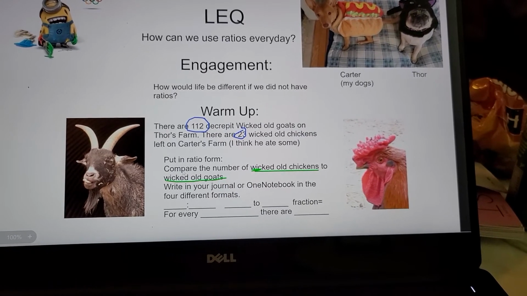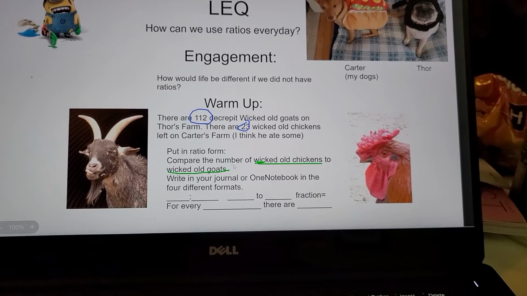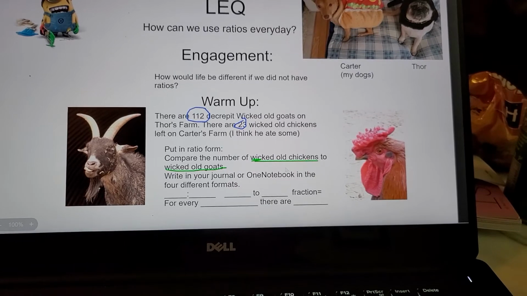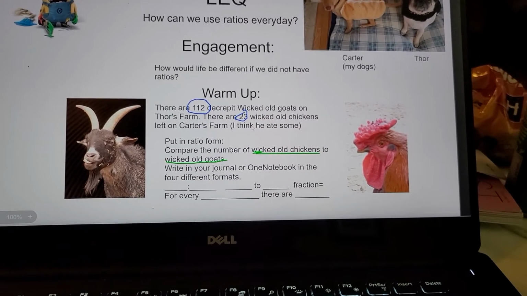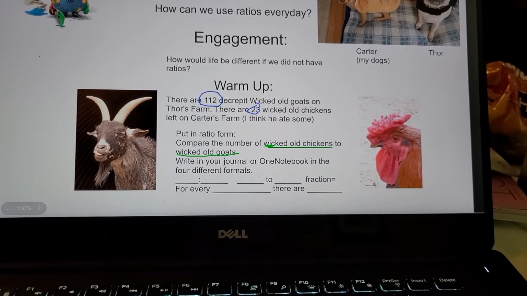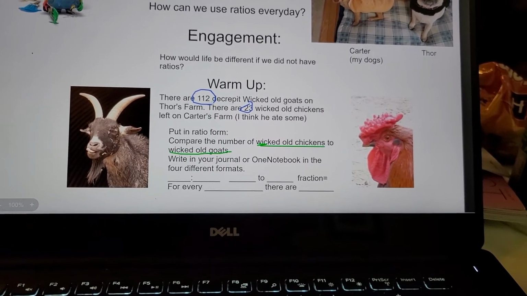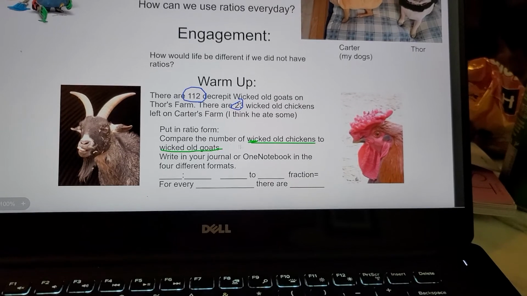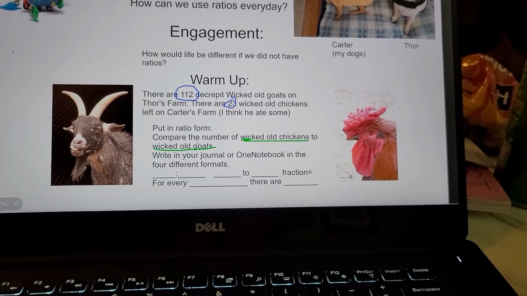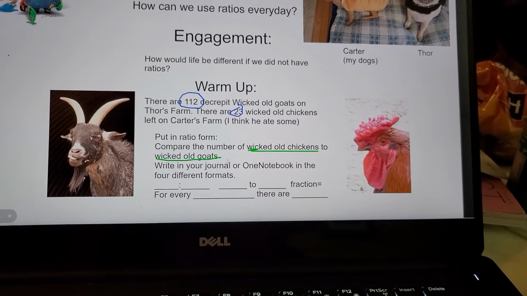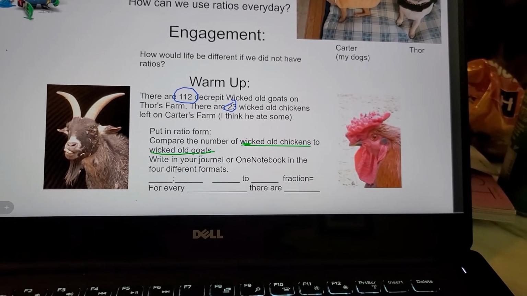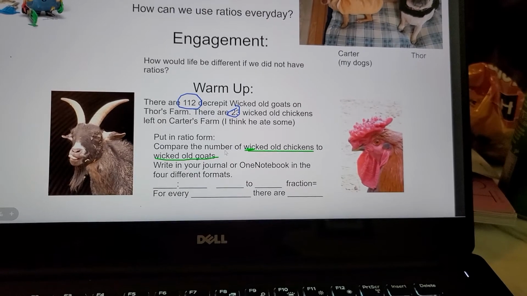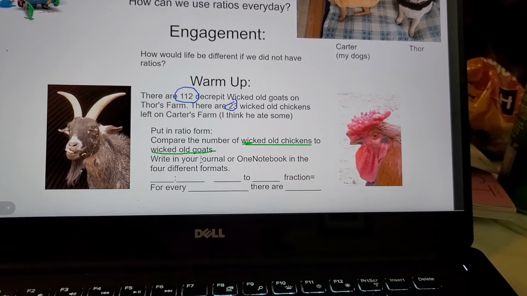Put in the ratio form. Compare the number of wicked old chickens to wicked old goats. Write in your journal or OneNote in the 4 different formats, and then we're going to put it on the shout-out slide next. So notice how it's listed as 112 first and then 23, yet the question asks us to compare the number of chickens to goats. So whatever the question tells you to do, put in ratio form, you have to follow that format.